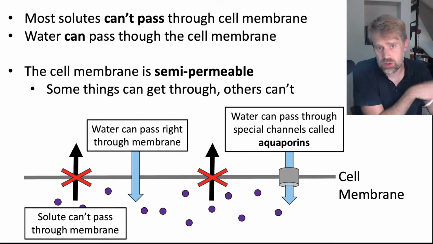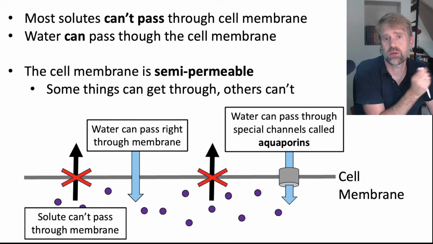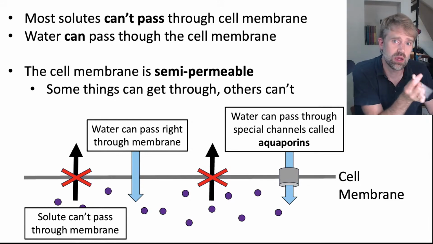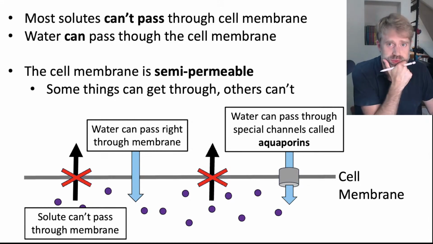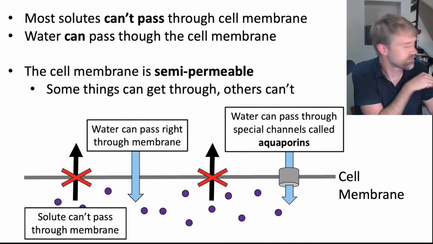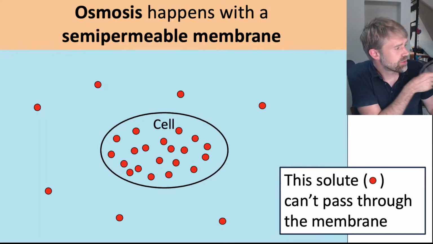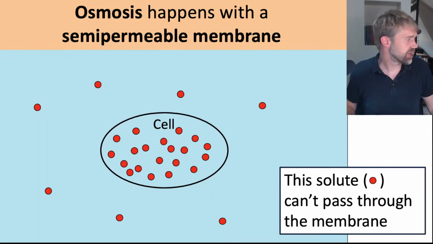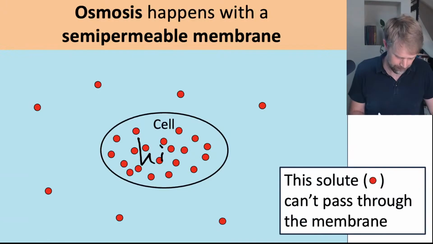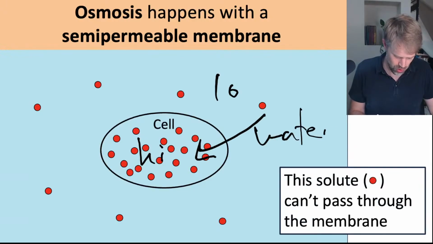Now, as we said, most solutes actually can't pass through the cell membrane. The examples that we looked at were kind of special examples. Water can pass through the cell membrane, though. It can pass through on its own. It can pass through in aquaporins, which are special tunnels or channels. And osmosis happens with a semipermeable membrane. You can think of osmosis in two ways. You can think of water as drawn towards high solute concentration.